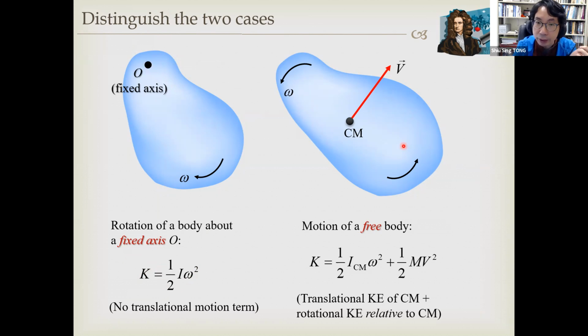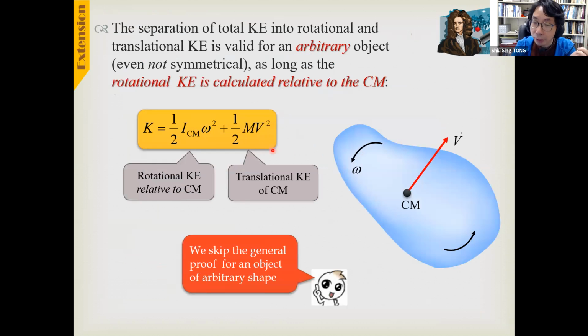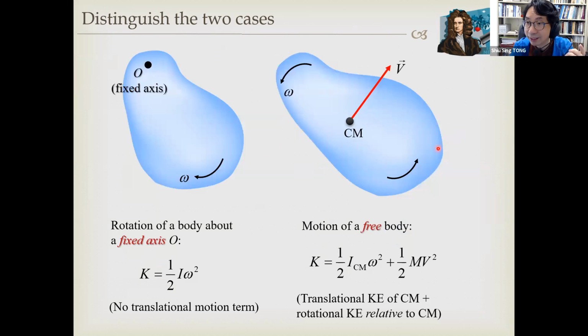Now our separation into two terms is for a body that has both rotational motion about the center of mass, and the center of mass is also moving. That is a free body. The free body now has two motions. One is the rotation about the cm. The other is the center of mass moving in space, the whole body moving in space. In that case, we can separate the kinetic energy into two terms, one for rotation and one for translation. Now look, the two cases are different.